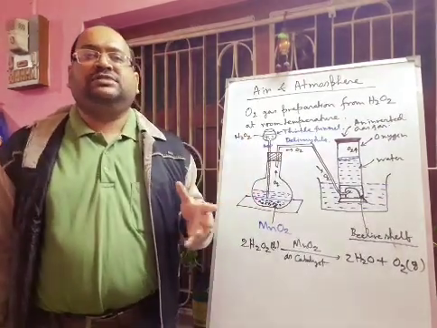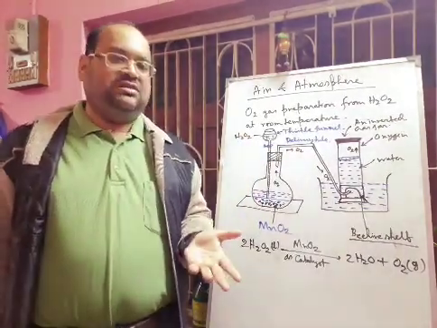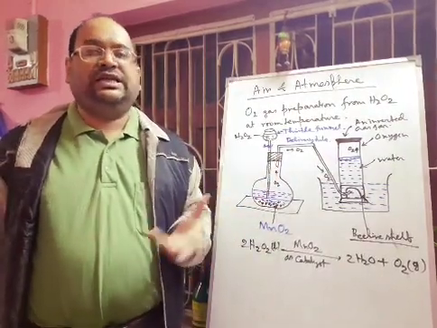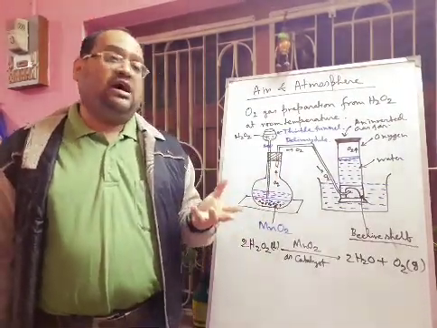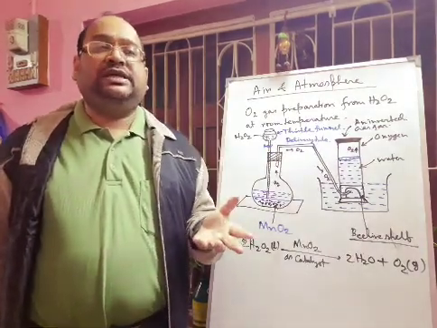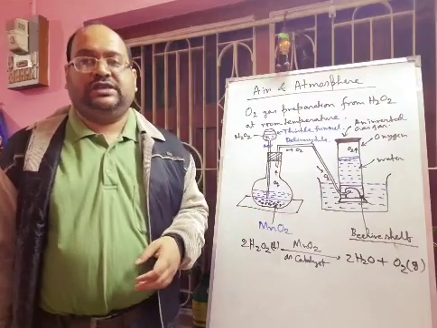Now what is the disadvantage of this potassium chlorate? High temperature is required. You know that if you are not using MnO2, around 700 degrees centigrade is required, but if you are using manganese dioxide, around 150 to 200 degrees centigrade, we will get that oxygen gas.